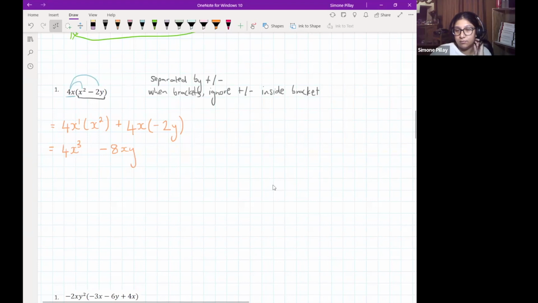Ma'am, is that the answer, or do I still carry on? Well, can you carry on? You tell me. Ma'am, no, I can't carry on. You can't carry on. Why? Ma'am, there's no like terms. There's no more multiplication and division, so I can't do exponent rules. There's only subtraction here, but they're not like terms, so I can't subtract them. And so that means we're done.